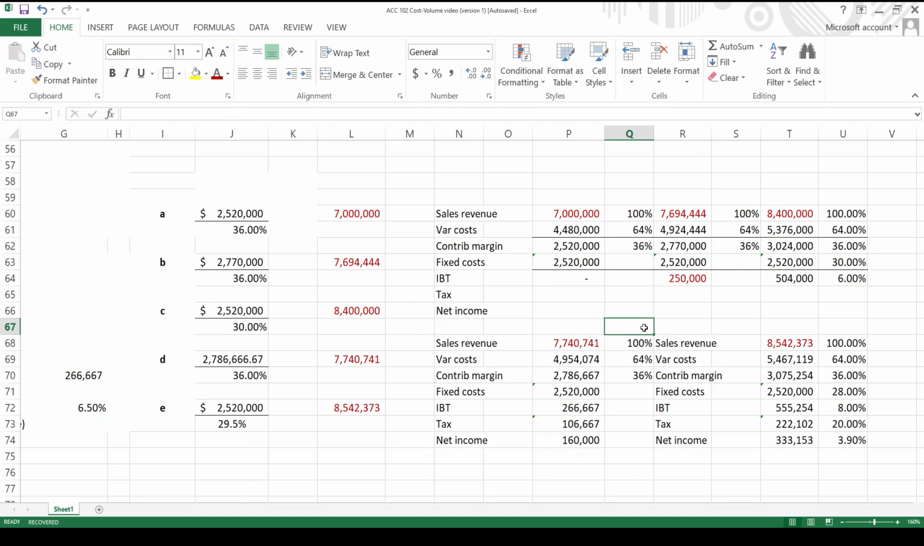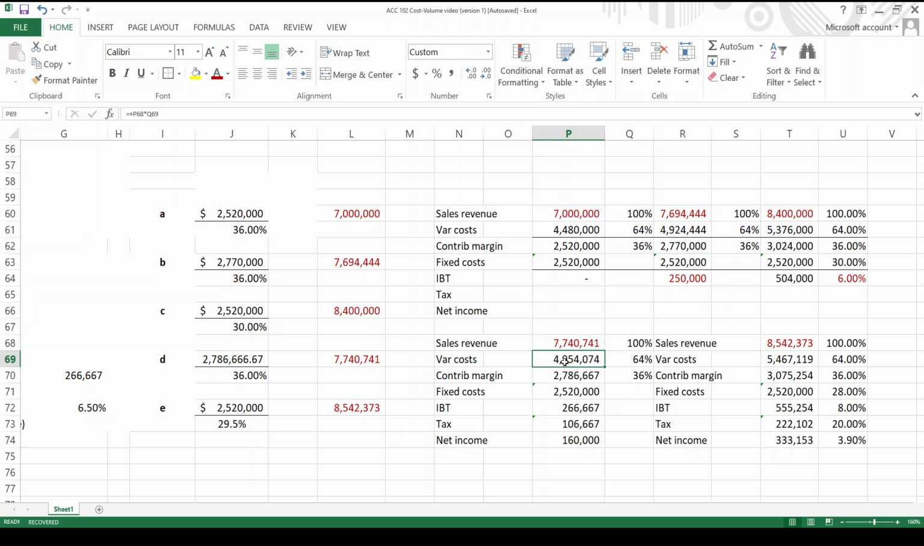Okay. The 8.4 million is supposed to get us 6% of sales for IBT. So if you plug in the 8.4 million, then you calculate 64% of that, and you get the contribution margin. Deduct the fixed cost, you get 504, and when you divide 504 by 8.4 million, you get 6%, which is what we were shooting for.